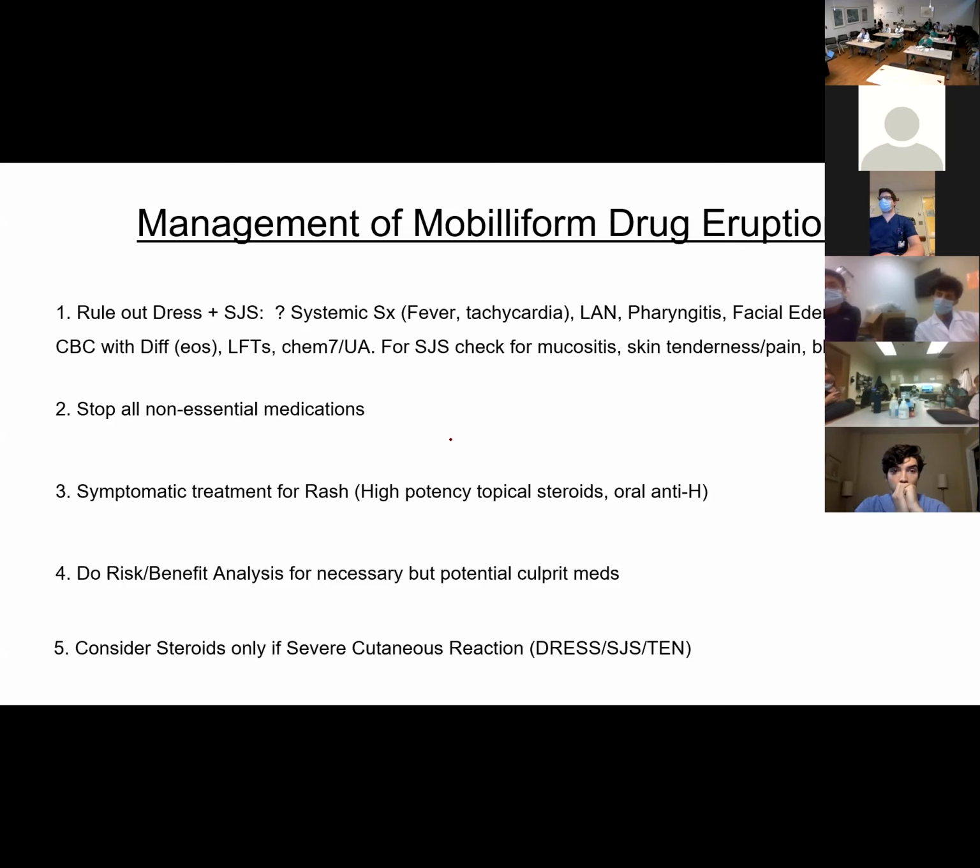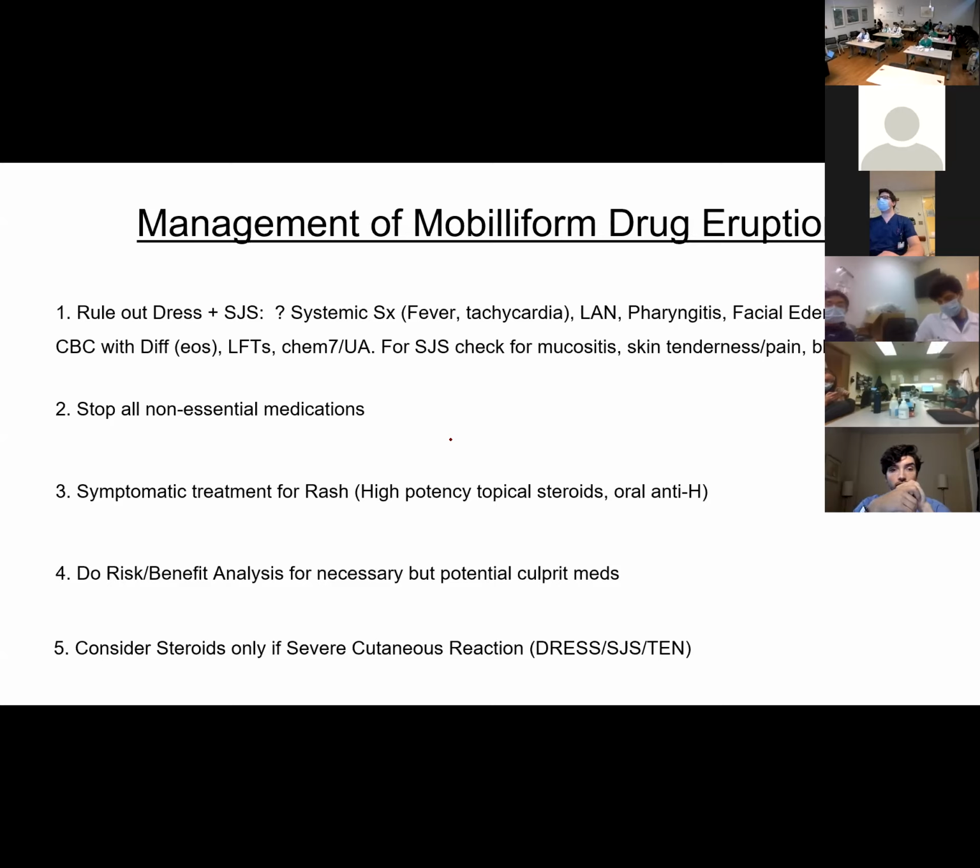The last one, something else I touched on, is that you only consider steroids if there's a severe cutaneous reaction. So DRESS, you'll do steroids. SCS10 is kind of controversial for whether to give steroids or not, but at least for MIX-UP, it says most people will do steroids plus IVIG or plasmapheresis. Controversial, but that's usually what people do.